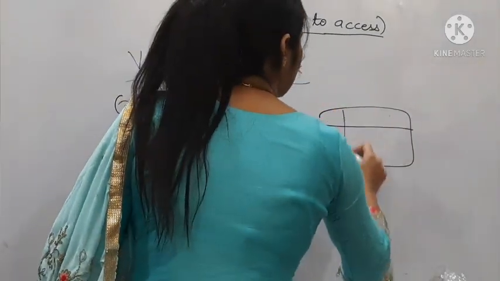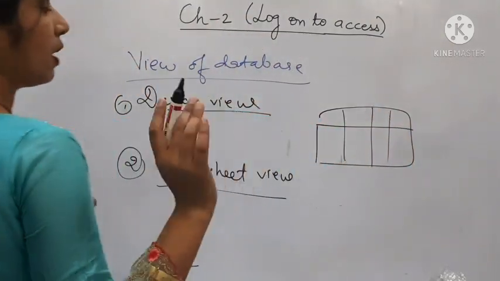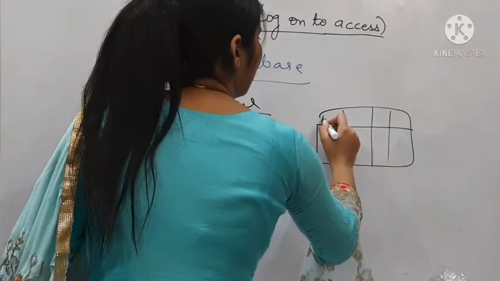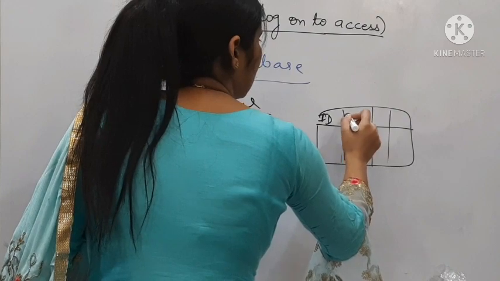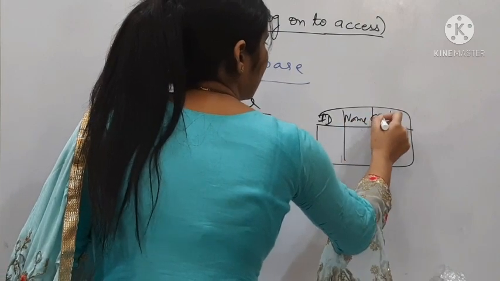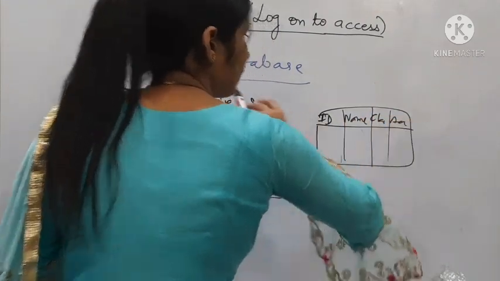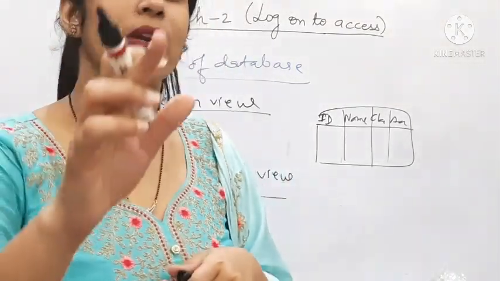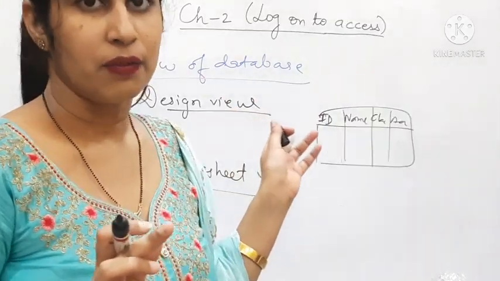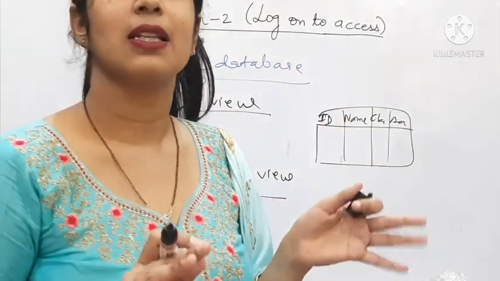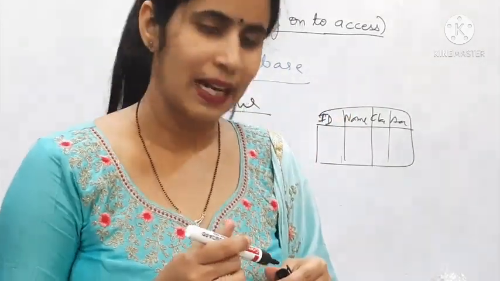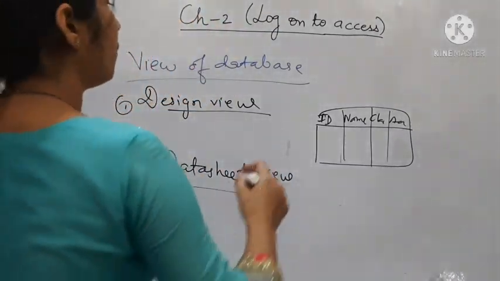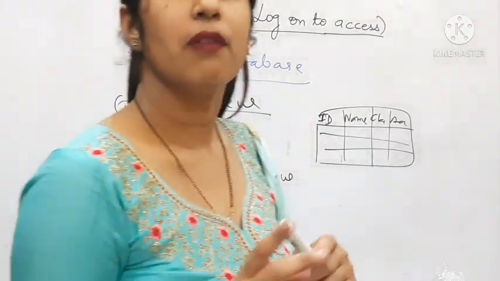So in the first one, what we are doing here is designing the field names: ID, then name, then class, then address. In this way, the field labeling we are doing is known as the design view. It all happens in the design view. In the data sheet view, we enter the data. In the data sheet view, all the entries we are doing. Okay, so these are the two types of views.